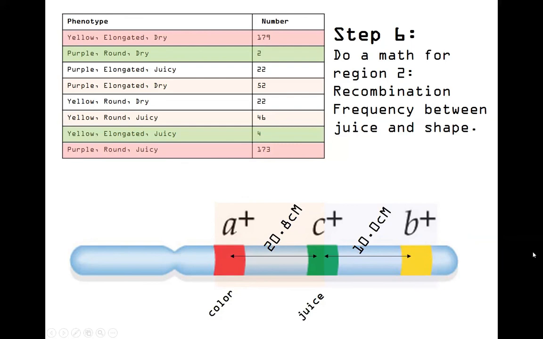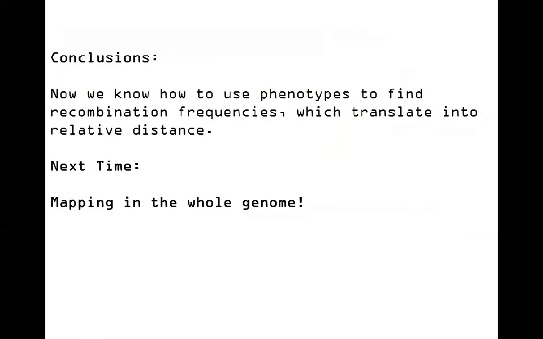So in conclusion, we hopefully understand now how to use what we observe in the phenotype to find recombination frequencies, and we've learned to translate that into relative distance in the form of either map units or centimorgans, whichever term you want to use. In our next video, we're going to be looking at mapping in the whole genome. We won't be doing more of these recombination frequencies necessarily, but what we're going to be looking at is finding those destination genes like Hyrule Castle that I introduced to you in the first video.